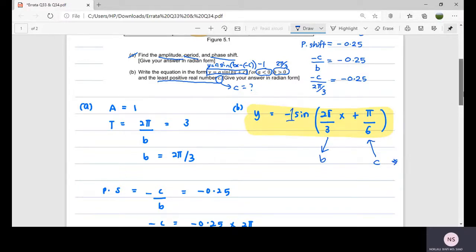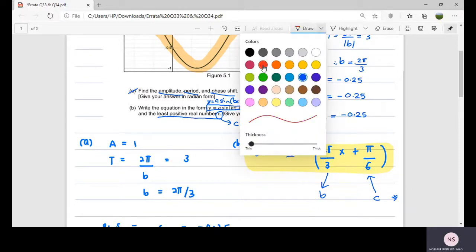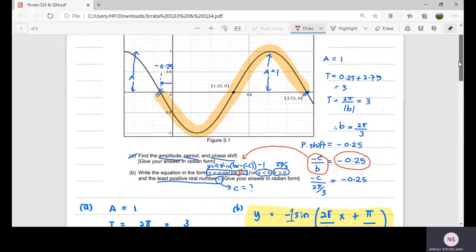Okay, clear? So make sure that when you calculate the phase shift, you also include the value of negative C over B. It is caused by this equation. Because we need it in terms of plus, so we have minus C. So we have negative C over B, which will be negative 0.25. Right, this is for number 33.